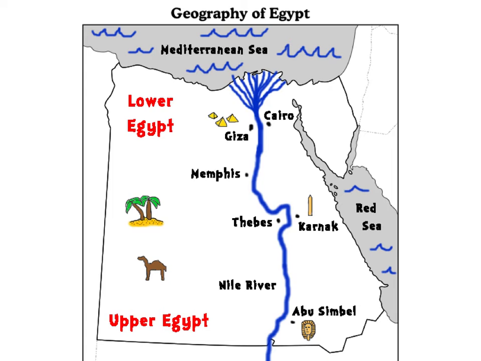I can name 2 geographical features of ancient Egypt. The 2 geographical features were deserts and the Nile River.